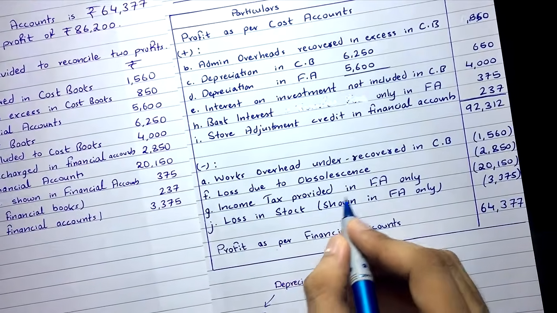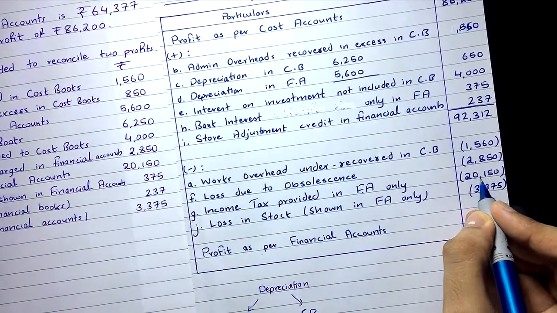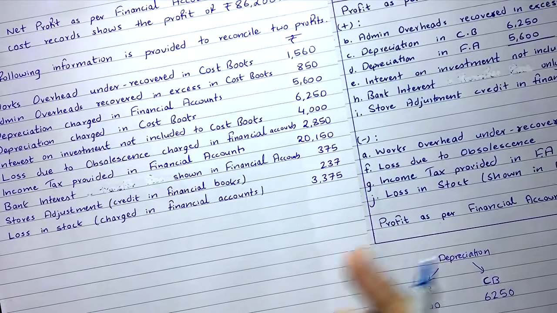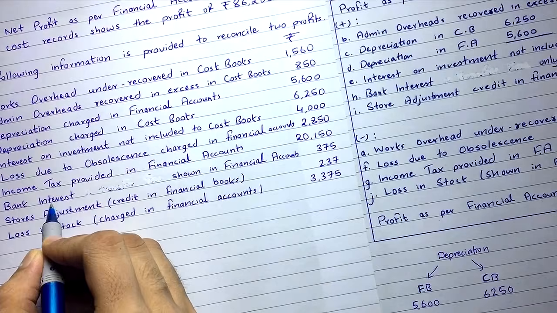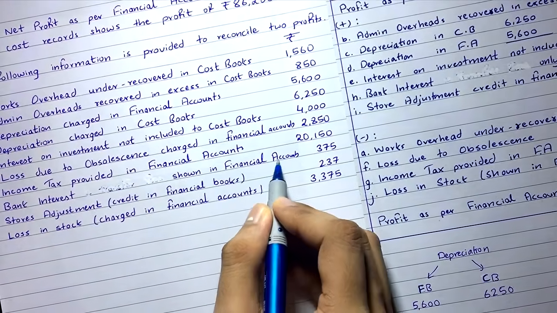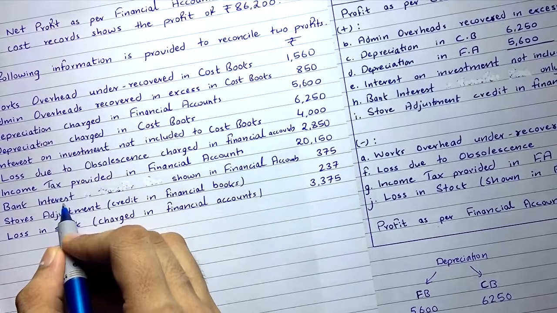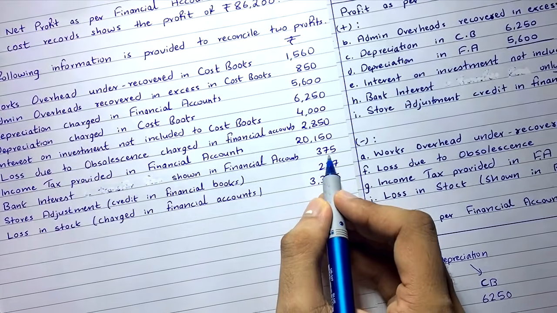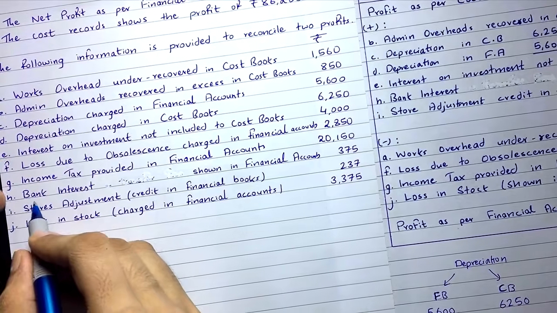Income tax provided in financial accounts only 20,150. Yeah, 20,150. Simple. Then we have bank interest. Okay, bank interest shown in financial accounts. Now this is an income, bank interest. Okay, bank interest shown in financial accounts 375. Yes, this transaction, bank interest.